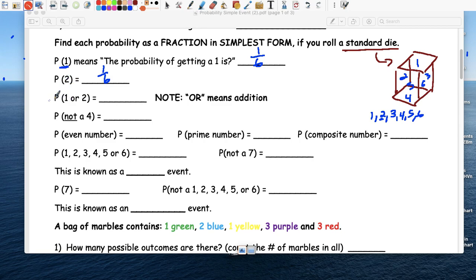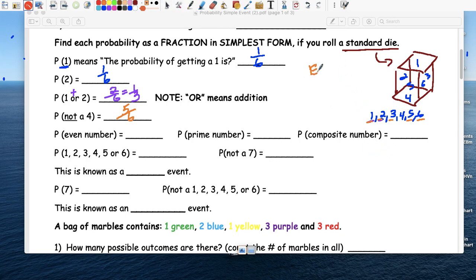Remember I told you in class, when we see the word or, especially with compound events, I want you to think plus. Probability of getting a 1 or a 2. There are two numbers, so it's 2 out of 6. If you simplify, you get 1/3. Not 4, so no 4s. It'd be 1, 2, 3, 5, and 6, so 5 out of 6. And that's already simplified.